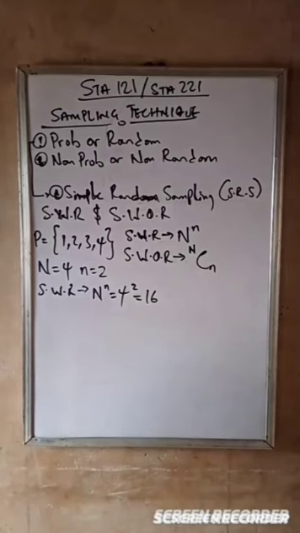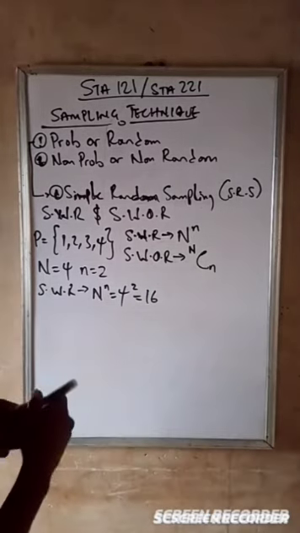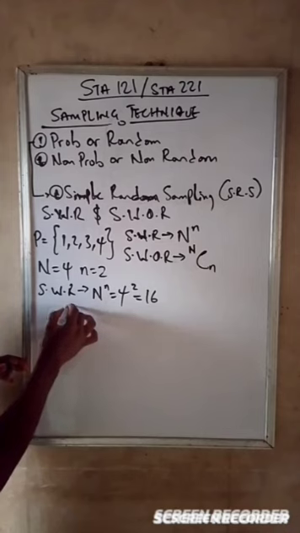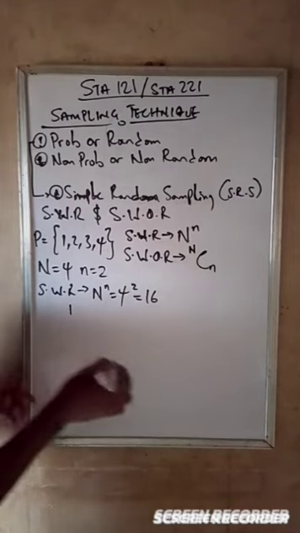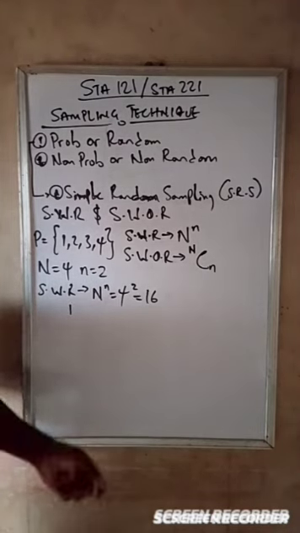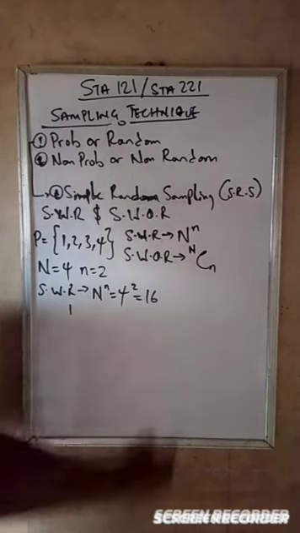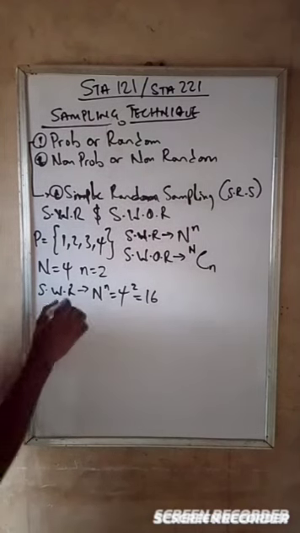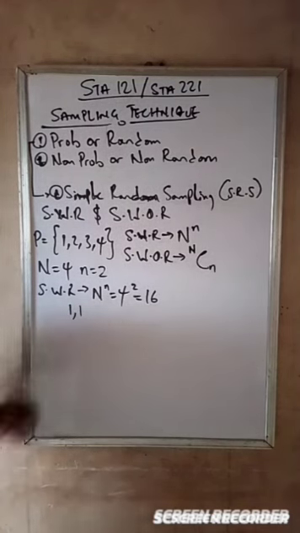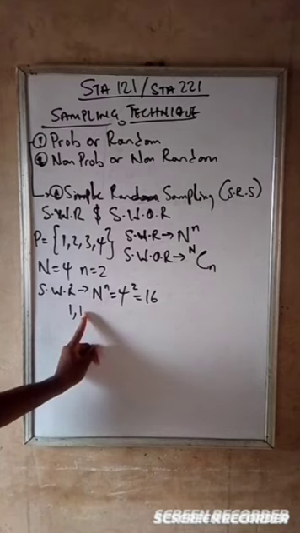Okay? So, let's form the samples together. I can start with 1. That is, I take 1 out of the population, I return it back and take 1 again. That's 1, 1. First time I took 1, second time I took 1.